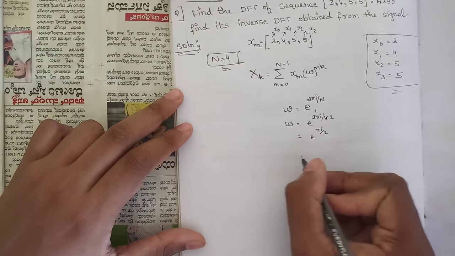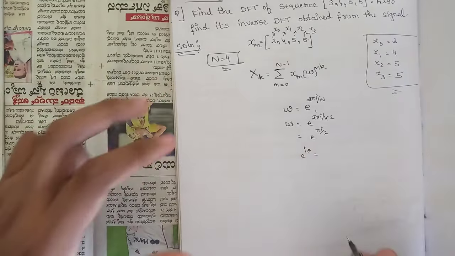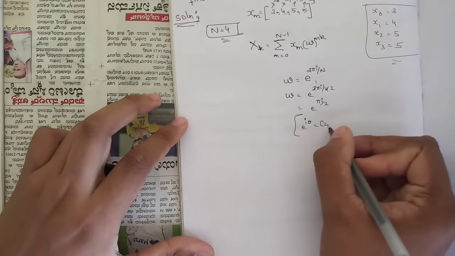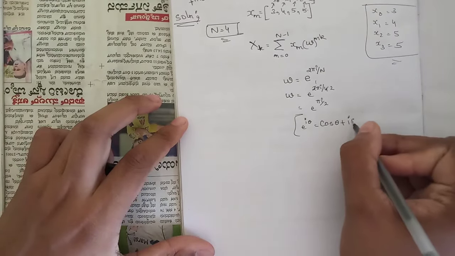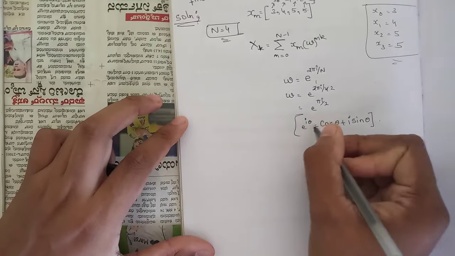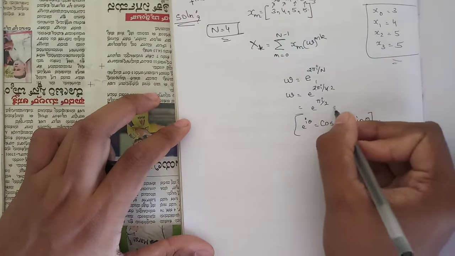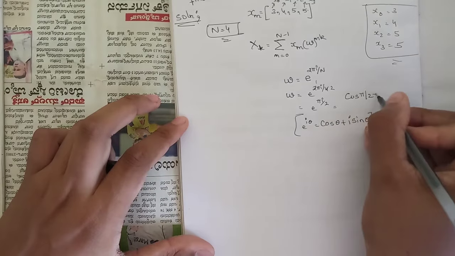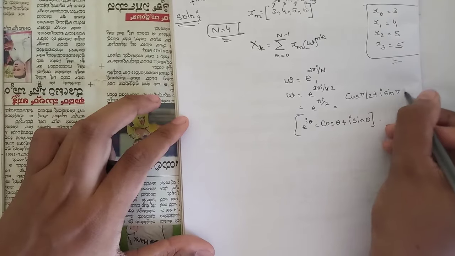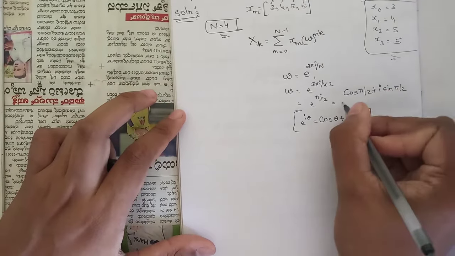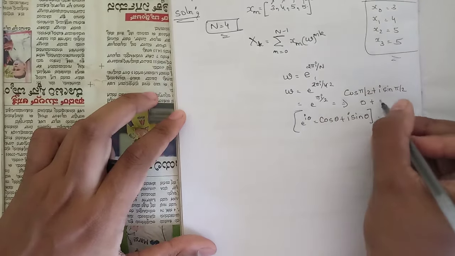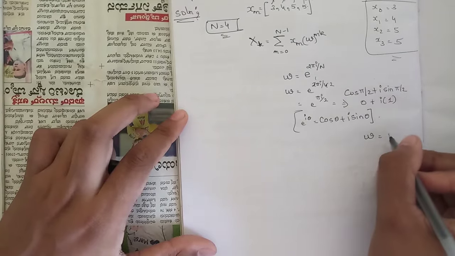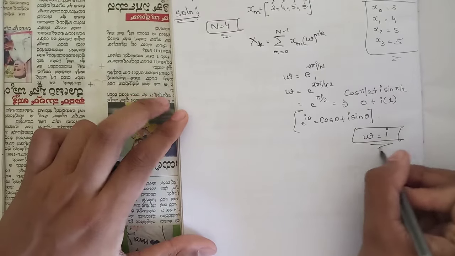So this is again of the form e to the power i theta, right? And e to the power i theta is given as cos theta plus i sin theta, okay? So in place of theta we have pi by 2. What are we getting here? Cos pi by 2 plus i sin pi by 2. Now substitute the values: cos pi by 2 is 0, plus i into sin pi by 2, which is 1. So we get the final value of omega as i, right?